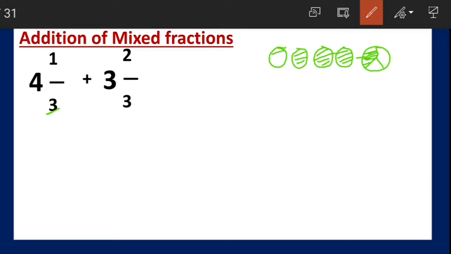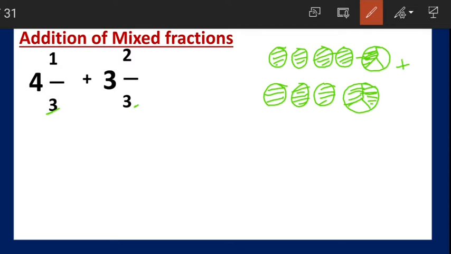Okay. And after that, see the next one. 3 2 by 3 means 3 wholes we have to take. And in case of the fourth one, just divide that into 3 parts. Take 2 parts. Just like this, 2 parts we have to take.